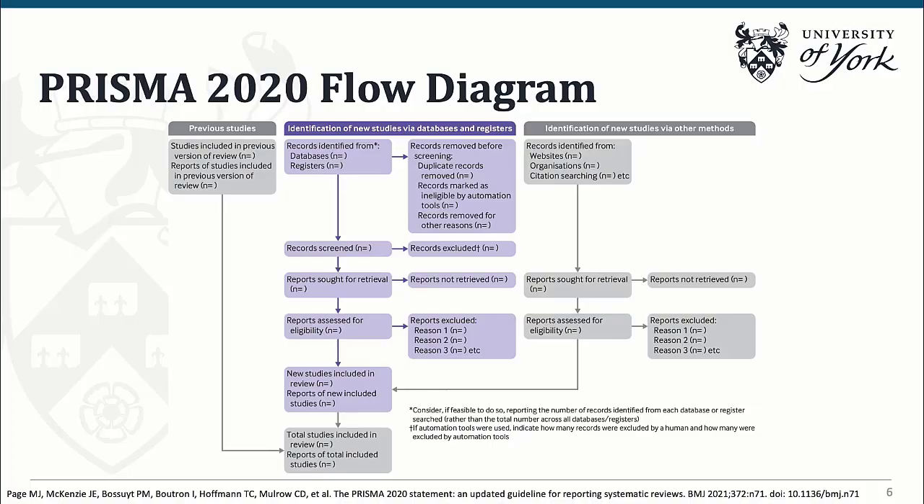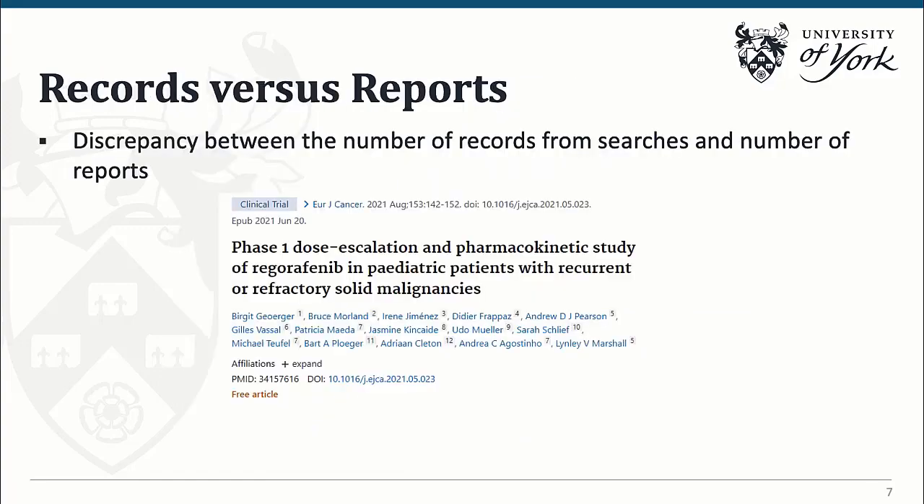I don't know whether anyone has spotted this, but some of the boxes near the top of the flow diagram say records, and near the bottom they say reports. And this is an important distinction to note, as there can be a discrepancy between the number of records and the number of reports. Here's an example.